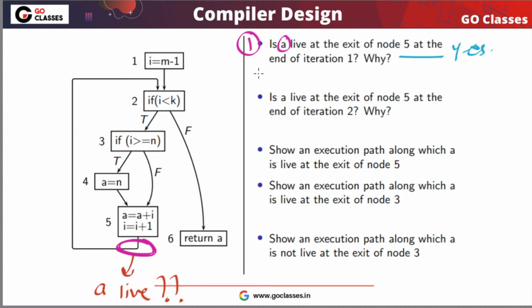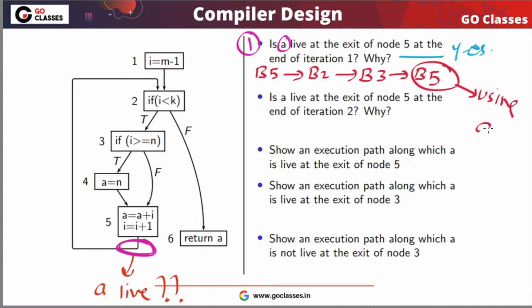Because what you can do, from block 5 you can go to block 2. From block 2 you can go to block 3. From block 3 you can go to block 5. And in this block 5 we are using this variable a. Yes or no? Is this clear?